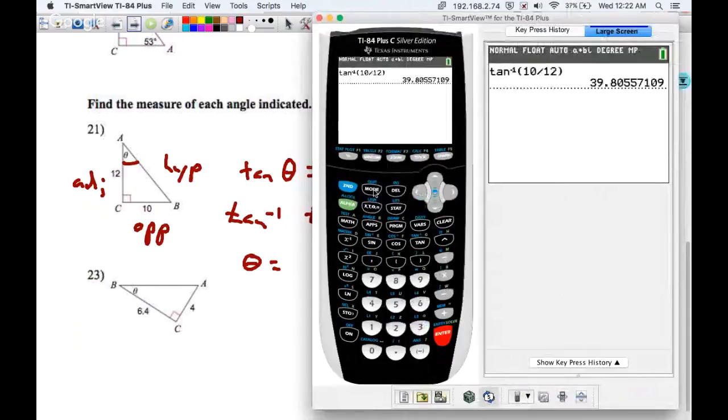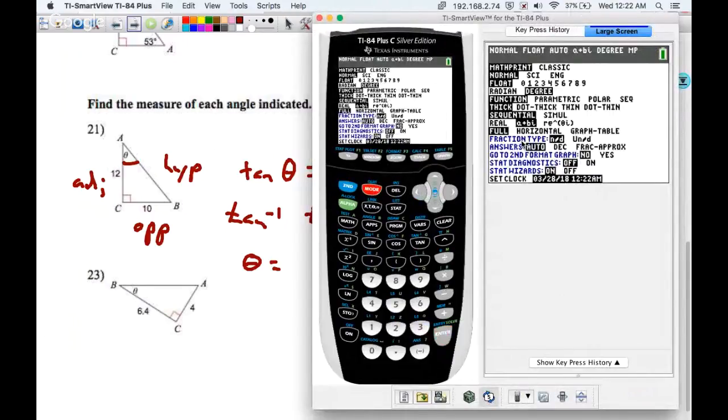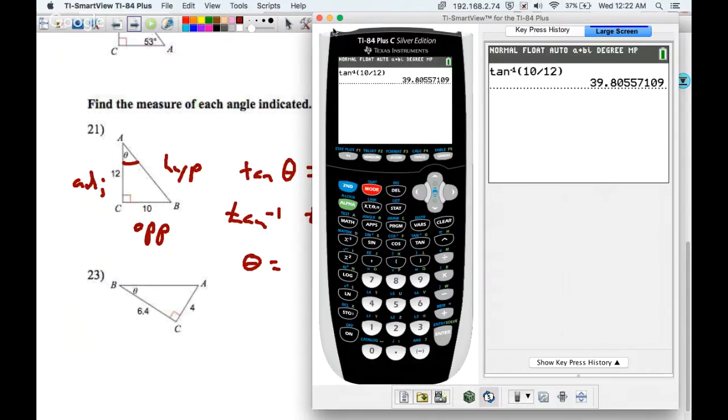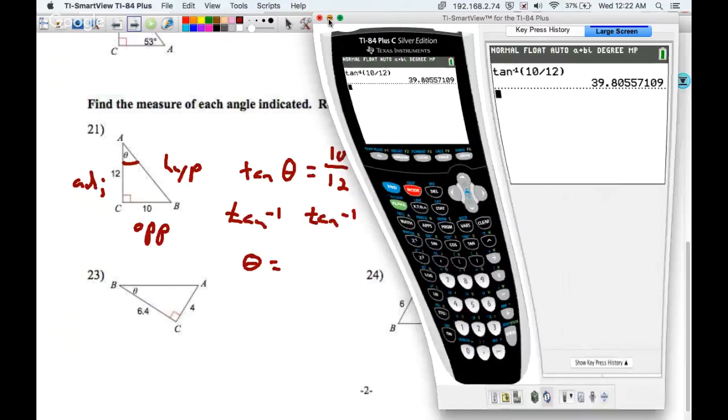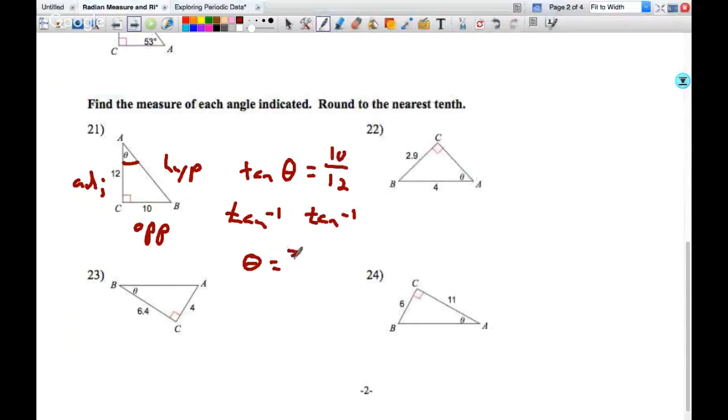39.8. That makes sense. Let me double check my calculator is in degree mode. It is. You can see there. All I had to do is press the mode button and then look down here. That degree was highlighted and not radian. So now I'm more confident that is the correct answer, 39.8 degrees. And now we know how to convert that into radians if we want radians for that measurement.